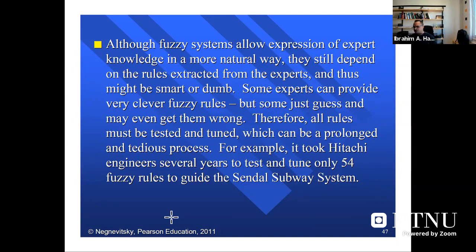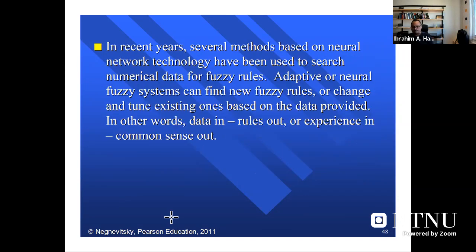They still depend on the rules extracted from the experts, and thus might be smarter or dumber. Correct? I mean, some experts can provide very clever fuzzy rules, but some can just guess, and they may even get them wrong. So all rules must be tested and tuned, which can be a prolonged and tedious process. For example, it took Hitachi engineers several years to test and tune only 54 fuzzy rules to guide the Sendai subway system. I mean, in Japan, they have a fuzzy logic system managing a subway system, and the system consists of 54 fuzzy rules. And it took the company many years to test and tune that small set of rules.